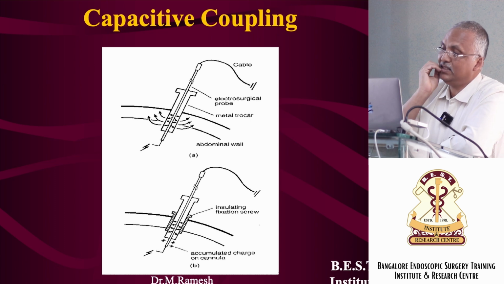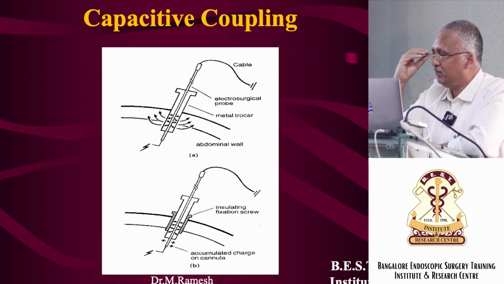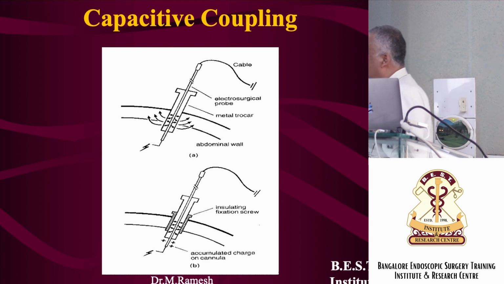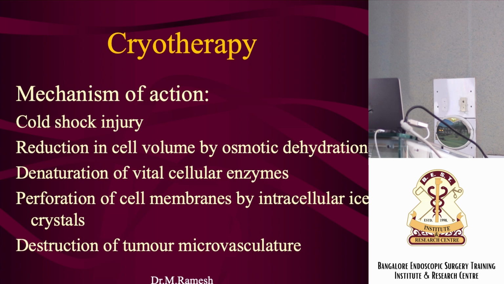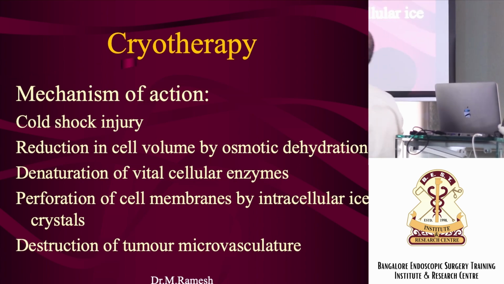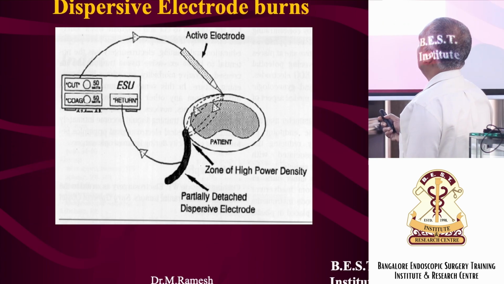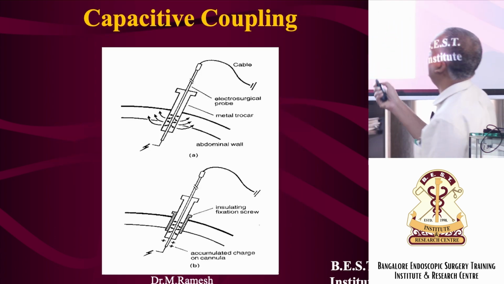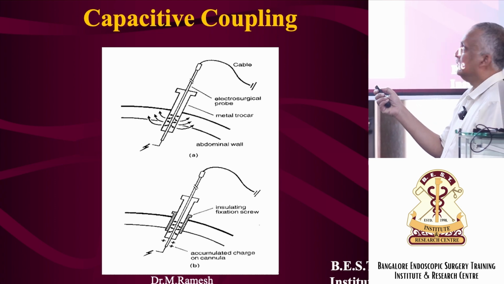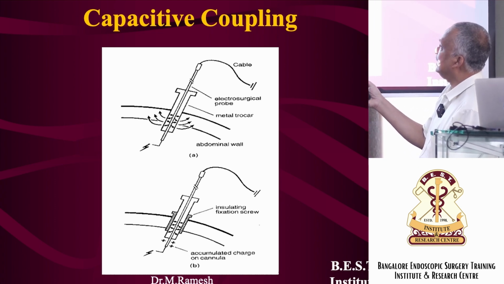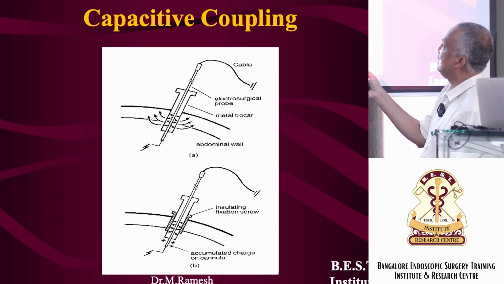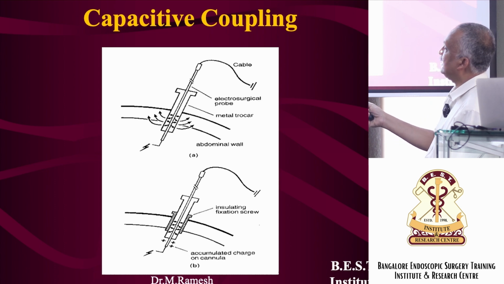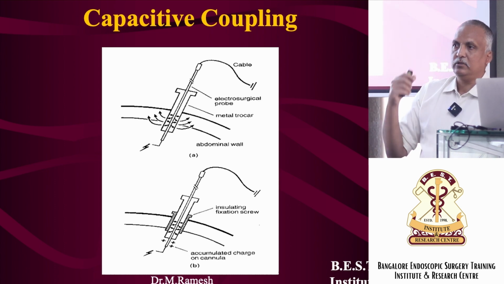Now you have something called capacitive coupling. Capacitive coupling is even more complicated, as if those two couplings were not enough for you. So here there is a special thing that's happening. Every time you move an instrument in and out, there is some amount of electricity in this, and that comes here and goes to the instrument. From the instrument it goes to the abdominal wall. From the abdominal wall it goes around and reaches the patient plate, and goes back to the machine.